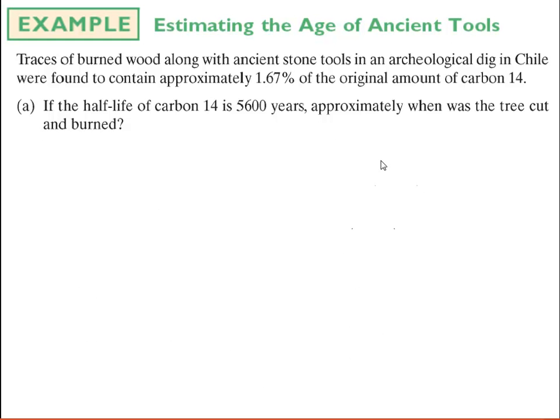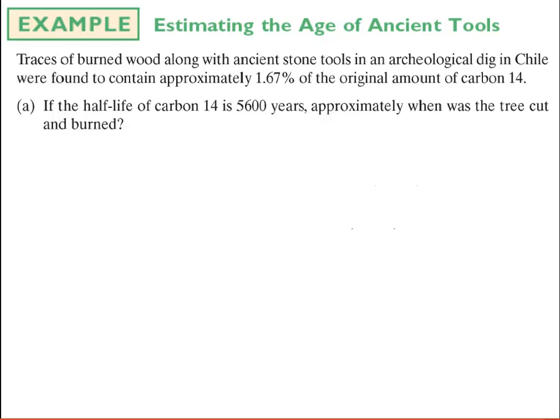All right, the next example, similar to what we just looked at, says traces of burned wood along with ancient stone tools in an archaeological dig in Chile were found to contain approximately 1.67% of the original amount of carbon-14. It's known that carbon-14 is a radioactive element that decays. It's an unstable element, and it's not going to kill you, but it decays, and it's in all living items. It's pretty well known that the half-life of carbon-14 is 5,600 years. It says, approximately when was the tree cut?